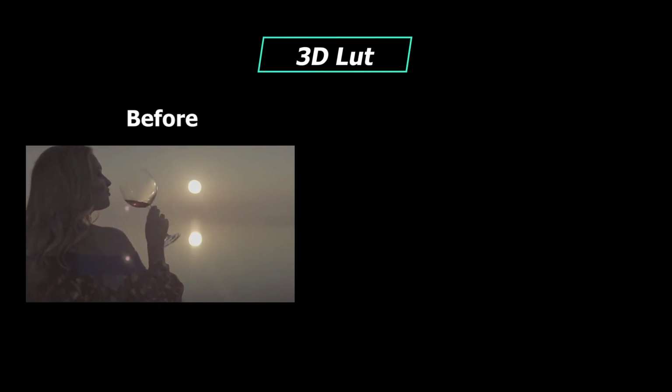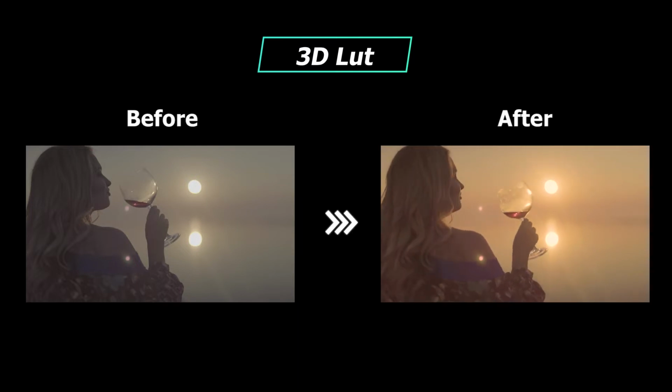Generally, when you shoot in a log mode and your footage turns out in an intensified gray tone, adding a 3D LUT can improve the overall color a whole lot better.